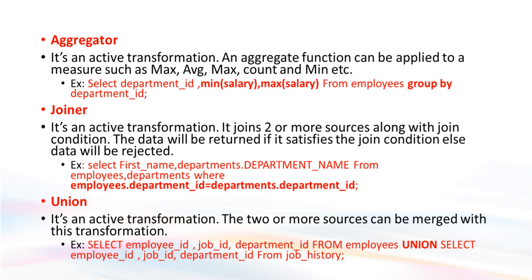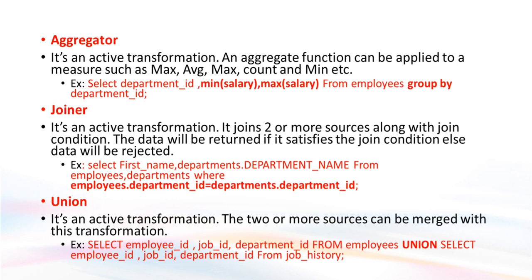Now the joiner transformation. The name itself says joining of two or more tables. Sometimes on the source side we have two tables, but on the target side we have only one table. So we need to combine the data from the two tables and put it together in one table. There we need to apply a join. Whenever a join comes into the picture in a query, that is basically called a joiner transformation. So here is an example.